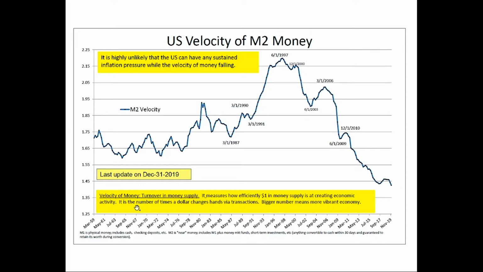So let's go to the charts here. And the first thing I want to do is come down here to the box. Forget about the chart for the time being. Let's talk about what it is. The velocity of money is how often a dollar bill in society changes hands. The number of times it changes hands. The more times it changes hands, the more vibrant the economy.